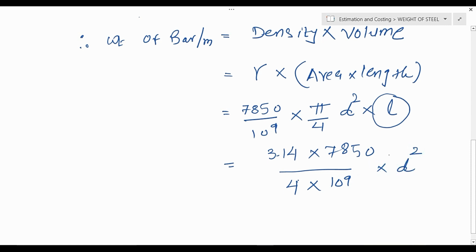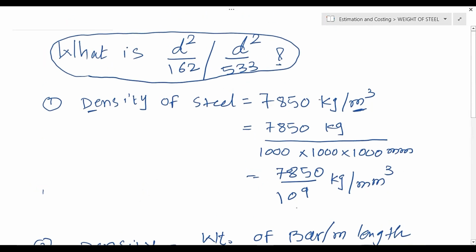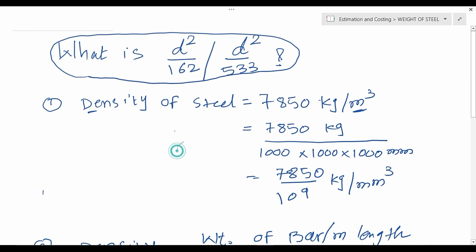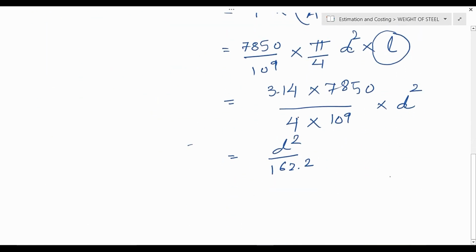Now if you solve this in your calculator, you'll get your answer as diameter square divided by 162.2. So that is what we started with. Our question was, what is this diameter square divided by 162 value, and how to derive it. So this is the way that we derive our value, and this is how it is coming, diameter square divided by 162.